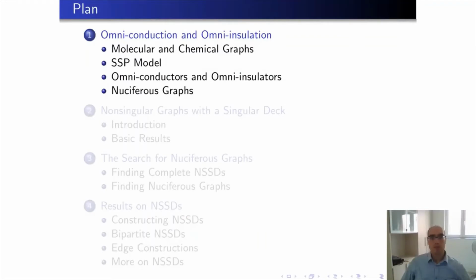So, before we start, we first need a little background on chemistry, especially with regards to the conduction and insulation of molecules, of the atoms that are connecting together to form the molecule. Don't worry, this won't be too complicated, I hope, but we do need this in order to understand the mathematics that follows. So then after this, we'll start having fun with mathematics, I hope.